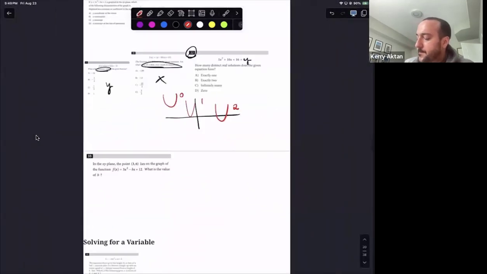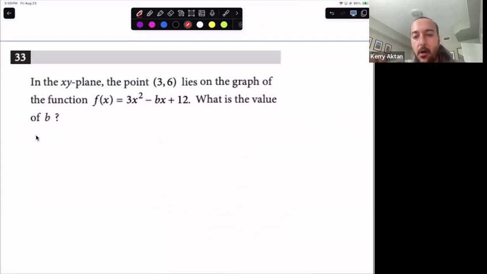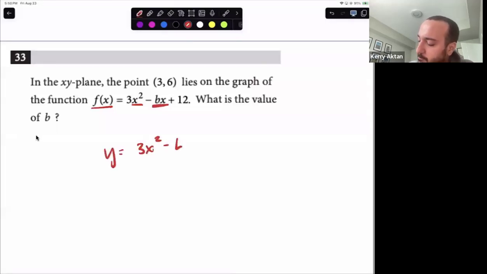All right. This next question's a beauty. Really, again, going back to that idea of when you have a coordinate, plug it in. If you're lost tomorrow and you have a coordinate and you don't plug it in, I don't know. I have failed you because look, I have 1, 2, 3 variables. Again, I have y equals 3x squared minus bx plus 12. I have 1, 2, 3 variables.